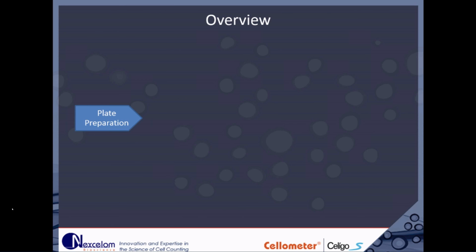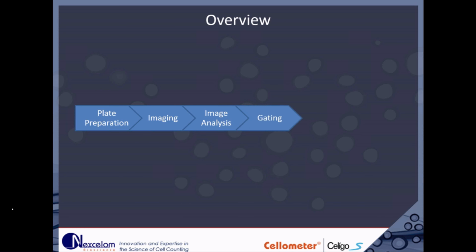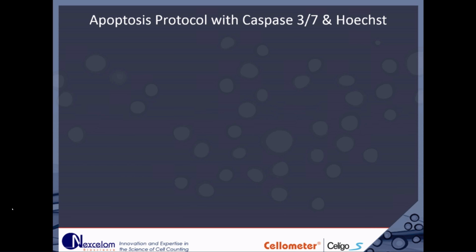So first off, I want to go over the content that we're going to cover in this training session. I'll tell you about how I prepared my plate, how to acquire the images on Celigo, how we do the image analysis, and then we'll do some gating, something new and tricky sometimes for people. And then we'll review the results on the results tab and show you how to export the data and what you're looking for in the export of that data. Okay, so let's see. The first thing we want to do is talk about the protocol.